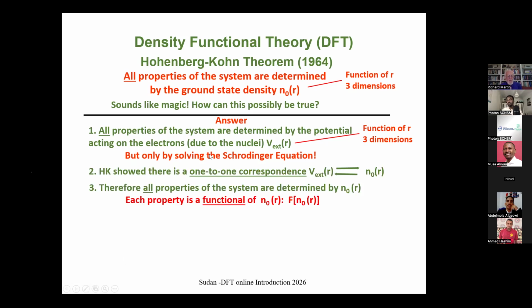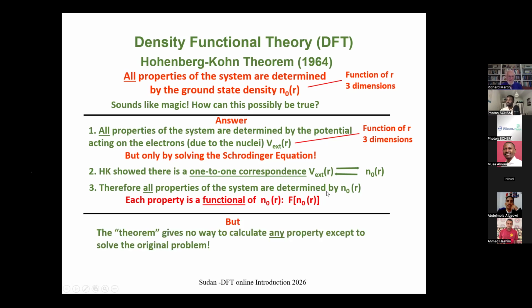So what Hohenberg and Kohn showed was the one-to-one correspondence. If you know the potential, then in principle, you can calculate the density. But similarly, the other way, if you know the density, there's only one potential that can give that density. So the density determines the potential, and everything is determined.